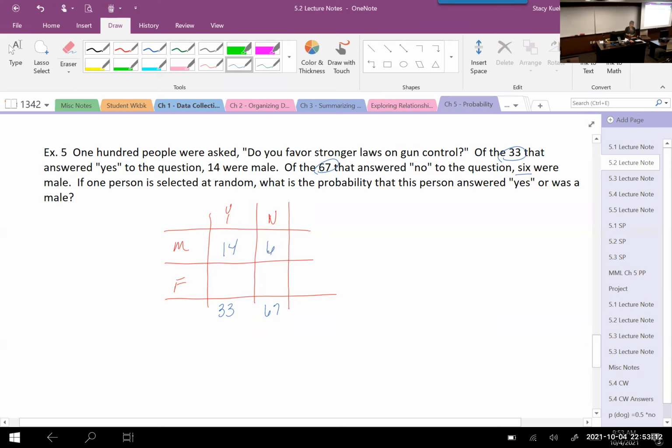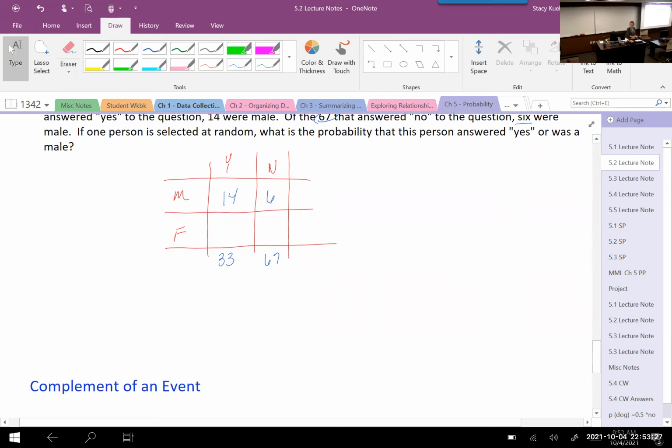All right. So I have some blanks here though, don't I? What am I going to do here? How will I finish filling this out? How will I know the total number of females that answered yes to stronger gun laws? All right, subtract 14 from 33, and what do you end up with? 19. Okay, so we can fill that cell in by taking the total and subtracting the males. How about for the no's on the females? 61. Because we subtracted from 67, that's correct.